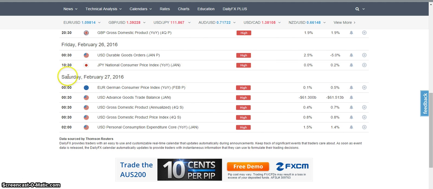And for the early parts of Saturday, for GMT plus 11, we've got the Euro-German CPI numbers coming out and the USD GDP numbers coming out. So these are some numbers we definitely want to look out for.